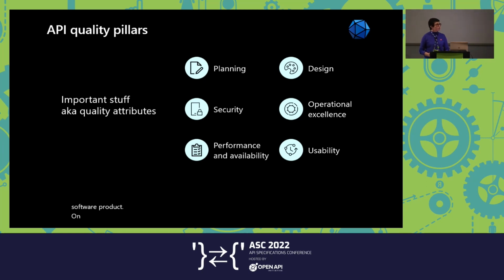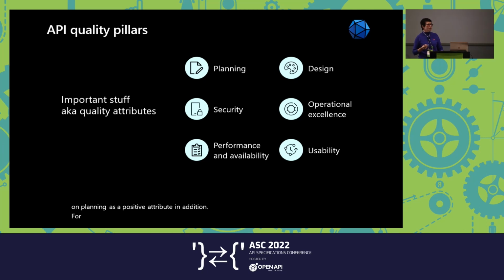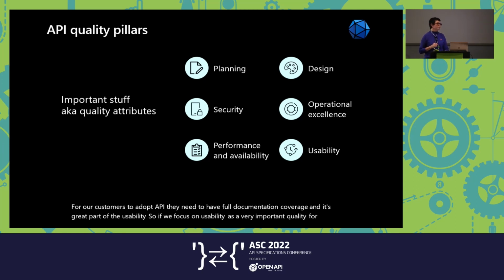On top of it, we also need to consider our organizational drivers. For example, at Microsoft right now, we focus on supporting APIs throughout their entire life cycle, on predictable releases, on knowing the roadmap of features. So we're focusing on planning as a quality attribute. In addition, for our customers to adopt APIs, they need to have full documentation coverage, and it's a great part of usability. So we focus on usability as a very important quality for our organization.